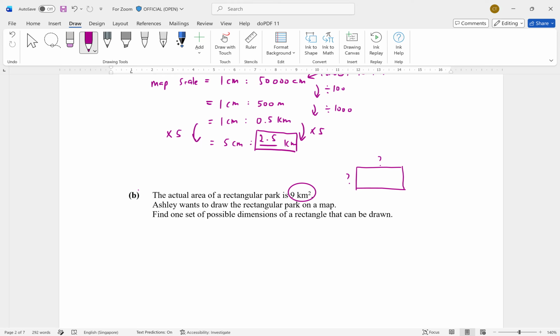So what is one set of possible dimensions for the length and the width? In order to do that, we need to know the area on the map first. So we need to find the area scale. Let's bring back the map scale. They give us the actual area in km square, so we want to use the map scale where the right side is in km already. The map scale is 1 cm is to 0.5 km. In order to get the area scale, we want to square both sides.